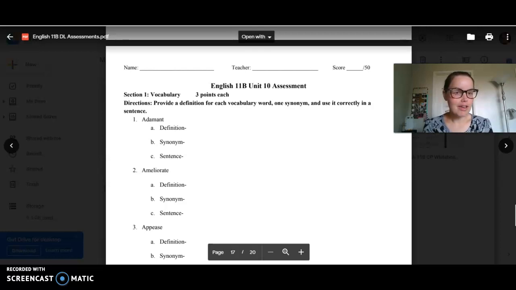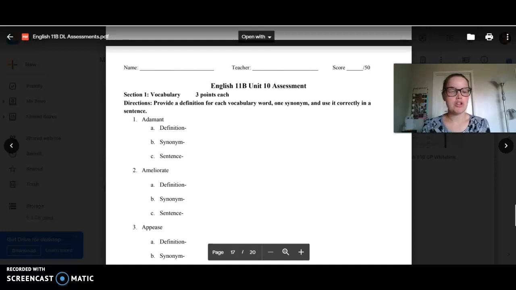If you are here, that means you are pretty much done with English 11. Congrats! So the last piece is this, the alternative assessment or review. First things first, it's the same format as all the rest of them, so you should be familiar with it. This is vocabulary, it's 3 points each.